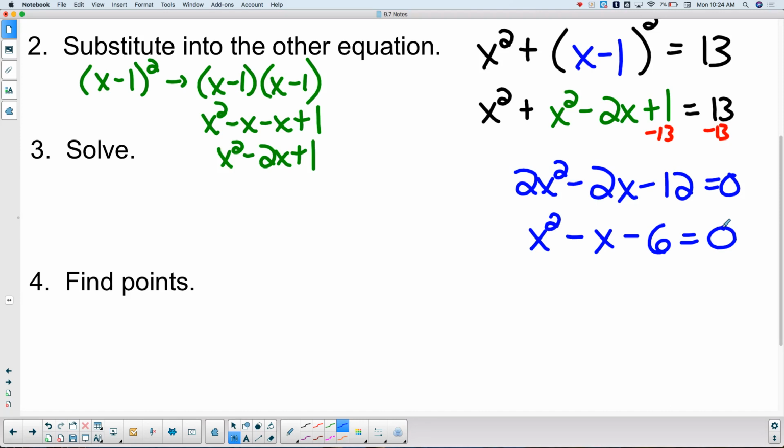Two numbers multiply together to be negative 6 and add to be negative 1. Negative 6 and 1 multiply together to be negative 6, but add to be negative 5. What do you mean? Negative 3 and positive 2 multiply together to be negative 6 and add to be negative 1. So this is going to be x minus 3 and x plus 2. Still not done yet.